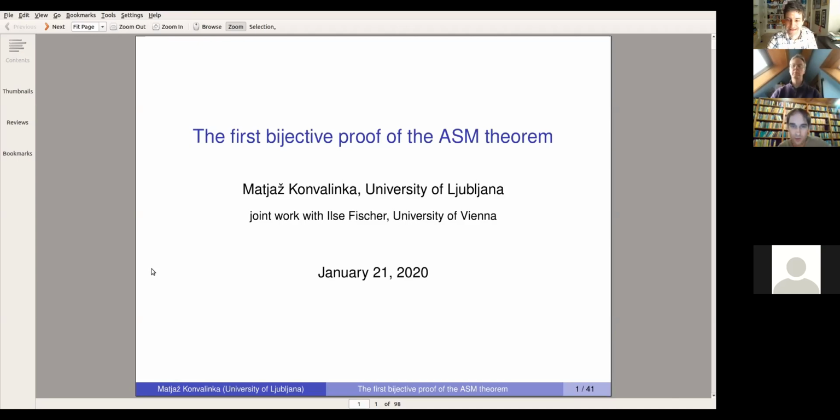So first of all, this is a joint paper with Ilse Fischer from the University of Vienna. Yes, so it is a bijective proof of the ASM theorem. As you might know, it's been an open problem for a very long time. But don't expect a simple bijective proof. If that's what you're here for, you should leave now.